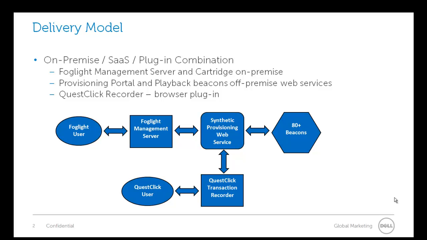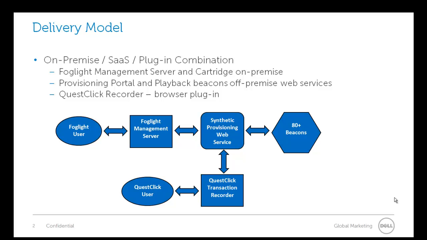The Foglight Synthetic Monitor for Internet is a combination of an on-premise, a SaaS, and a plug-in. Now the on-premise part is the Foglight Management Server. For those of you who don't know, the Foglight Management Server is a platform, and on the platform you can install cartridges that will monitor your applications, your databases, your networks, or your end users. So the Foglight Management Server is a prerequisite, and you have to have the specific cartridge that supports Foglight Synthetic Monitor for Internet. So that's the on-premise piece.